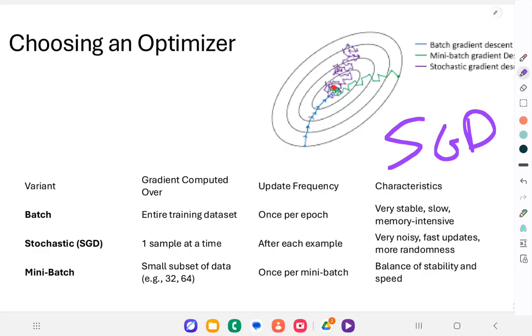Now, in the middle, and the most commonly used in deep learning, is mini batch gradient descent. We compute gradients over a small batch of samples, typically 32, 64, or sometimes even 124, depending on the size of the training data. This offers a good trade-off between speed and stability, and works well with GPU parallelism. In this week's assignment, you'll do some experiments to compare these different optimizers.